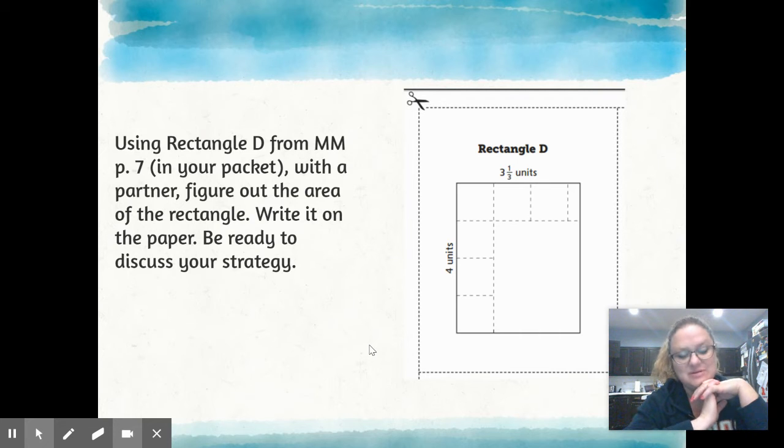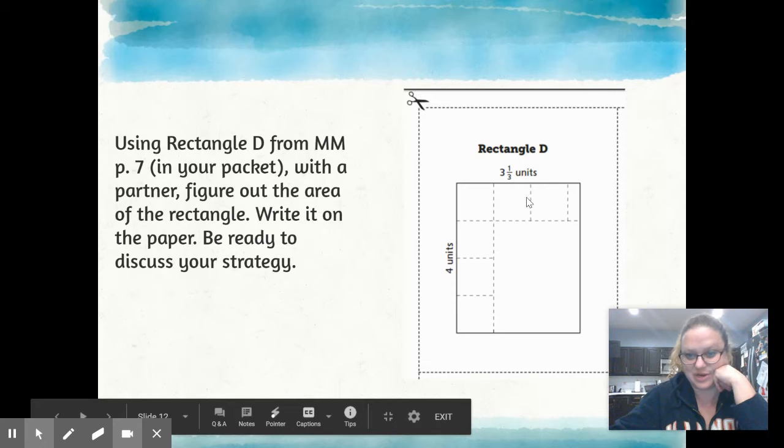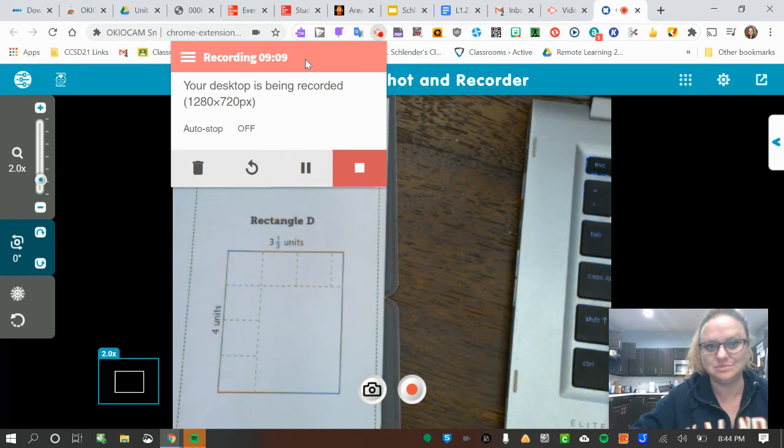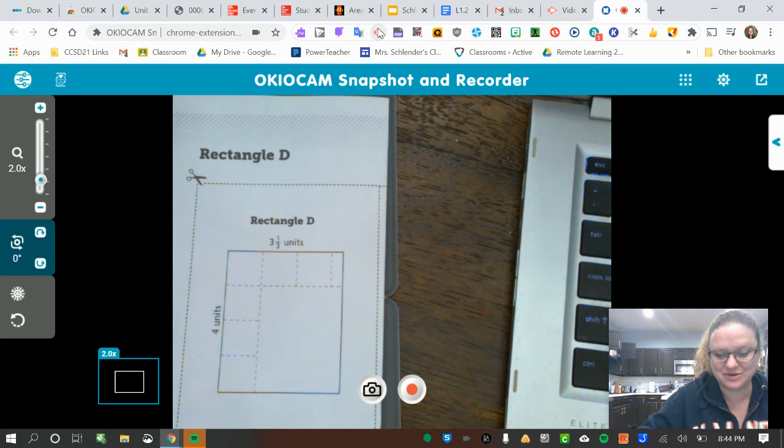Pause this video and see if you can solve for this. You can also sketch it out on your whiteboard because you know that it's 3.5 by 4. So what would happen if you made a sketch of the rectangle and sketched in the line? All right, let's see what you get.